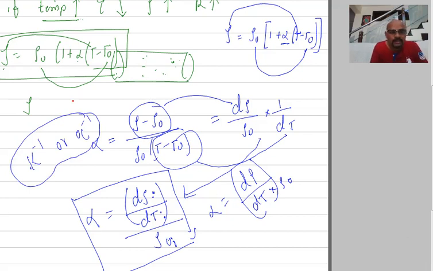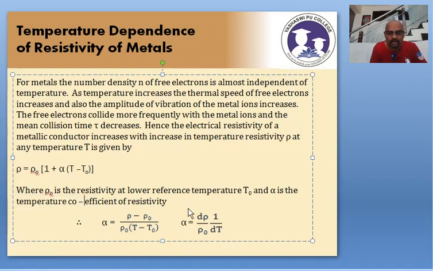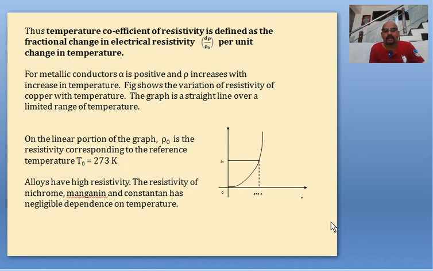That is how the definition of resistivity goes. Now, same thing: the temperature coefficient of resistivity is defined as the fractional change in resistivity, that is d rho by rho naught, per unit change in temperature. You can also define it like this, or you can also define it the way I told you just now.